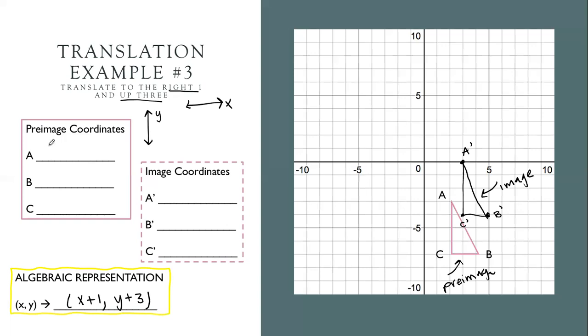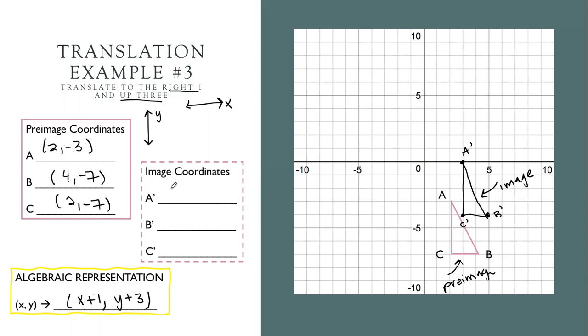So my pre-image coordinates, where's A? 2, -3. Because it's to the right 2 and down 3. Where's B? 4, -7. I know it's not perfectly on the line this time. I didn't make it. All right, and then was it 2, -7 for C?